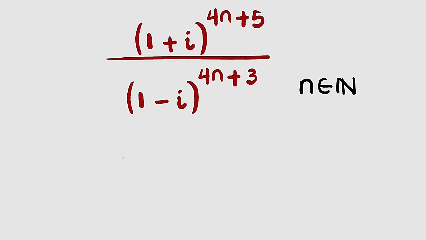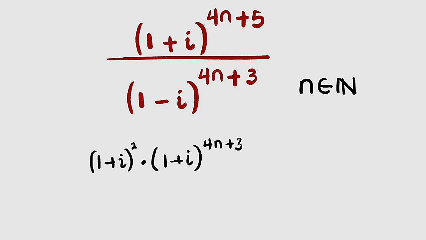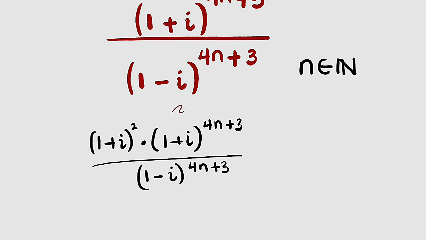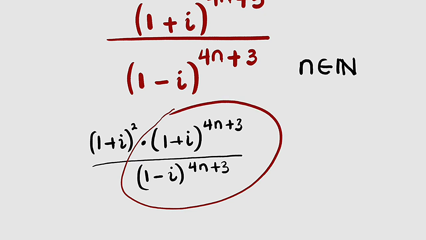So to the top, we can now write it as (1 + i)^2 multiplied by (1 + i)^(4n+3), because if you take one base and add the powers together, you get 4n + 5. Then we divide this by (1 - i)^(4n+3). By applying one of the laws of indices, we can assign these two terms a single exponent because they have the same exponent, right?